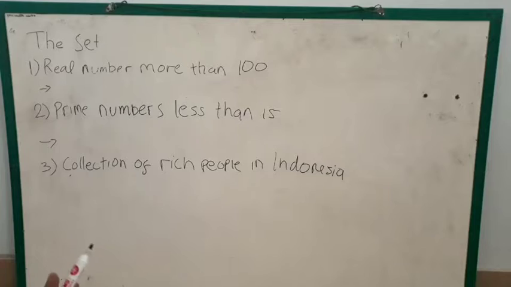And now I will give you an example of sets. Sets have various types, such as infinite sets and finite sets. I will give you examples of sets. First example, I will give you an infinite set: real numbers more than 100. I will denote this with set A.